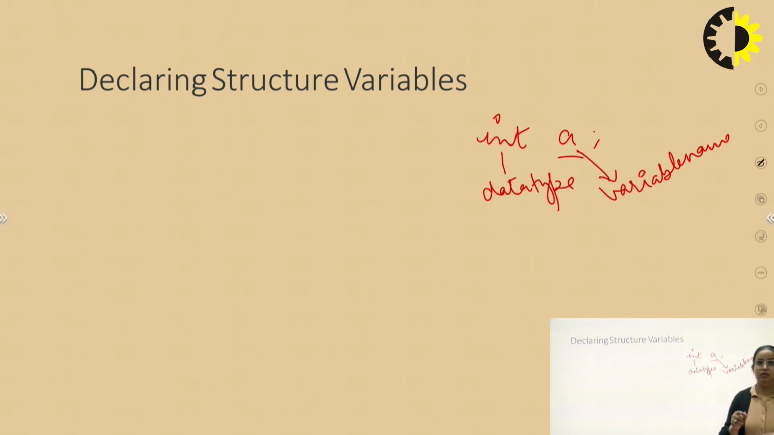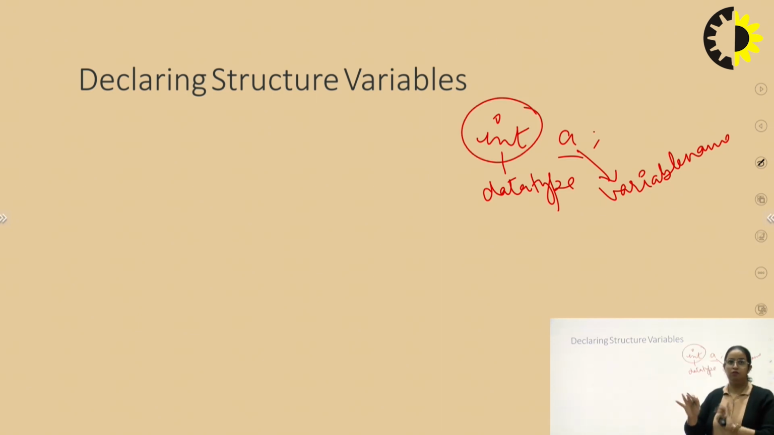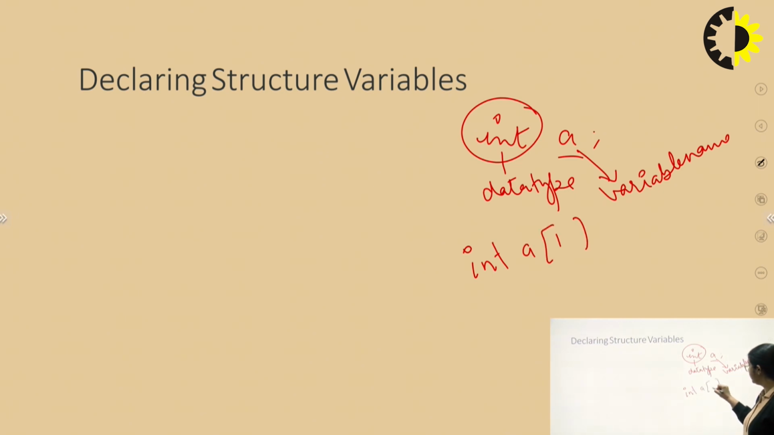Basically, our data types are of three types. One is the primitive data type. Primitive data types are already defined. That means int is a primitive data type. Int, char, float are primitive data types, or you can say fundamental data types. Then we have derived data types, like when we declare int a[10]. Here this is a derived data type, which are basically arrays.